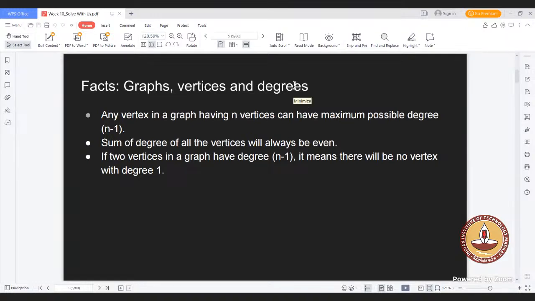Okay. So before moving to the question, we'll just see a few points about graphs. The first point is: any vertex in a graph having n vertices can have a maximum possible degree of n minus one. So can someone tell me what this means? The first statement means.